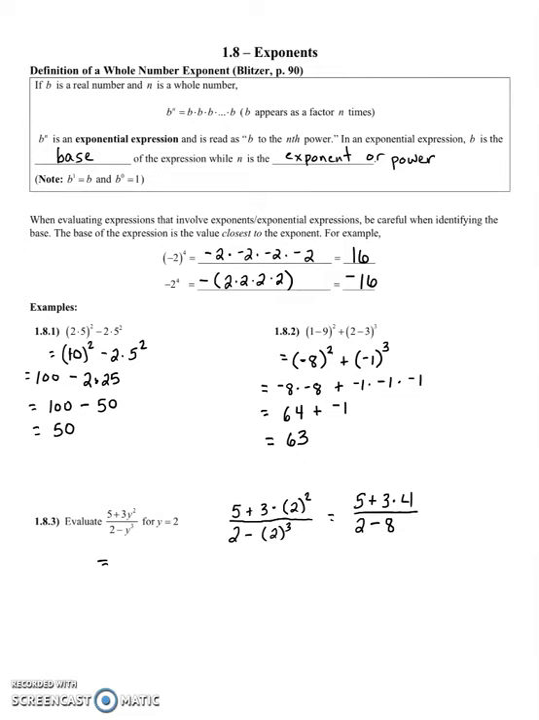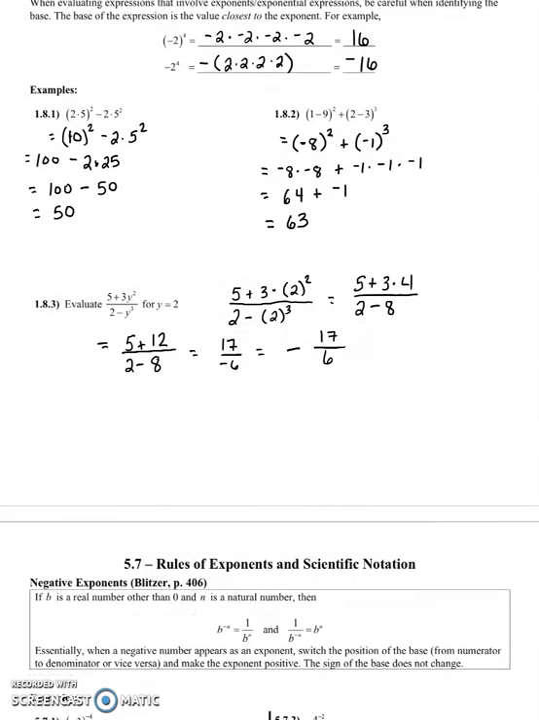So carrying on, we have, let's see, multiplication next. So 5 plus 3 times 4 is 12 over 2 minus 8. So 5 plus 12 is 17. And 2 minus 8 is a negative 6. So we can write that as negative 17 over 6.